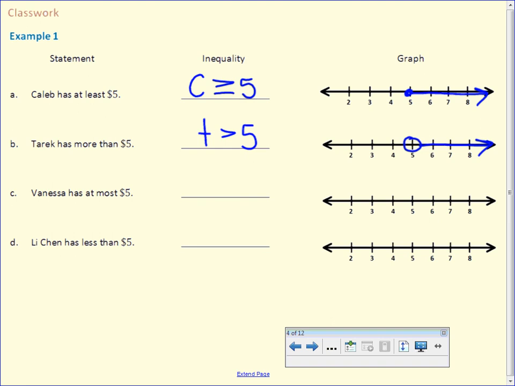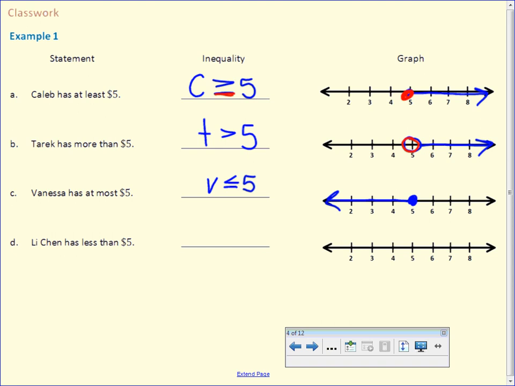Okay? So when there is this equal sign, we use the closed circle. When there's no equal sign, we use an open circle. So let's write our inequality for Vanessa. Vanessa has at most $5. So could she have $5? Yeah, she could have $5 because that's the most that it is. But it's also everything less, so less than or equal to 5. So I can fill in my 5 and then it's everything less than that.